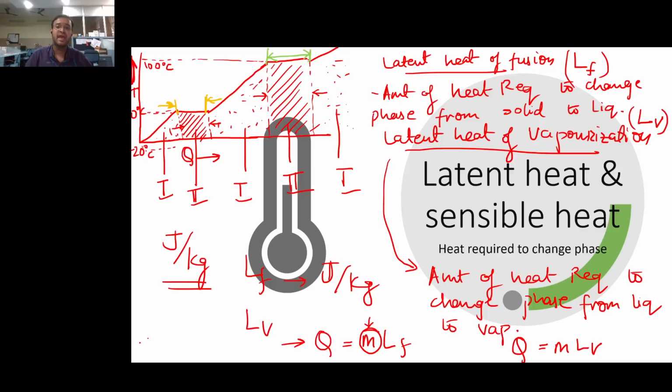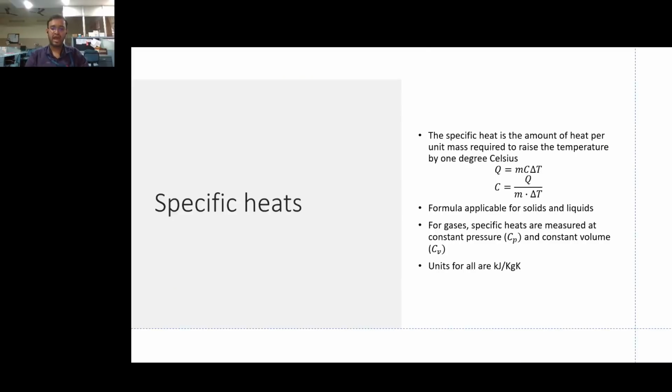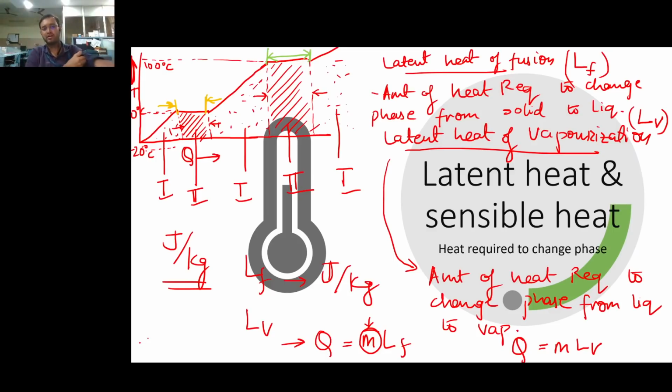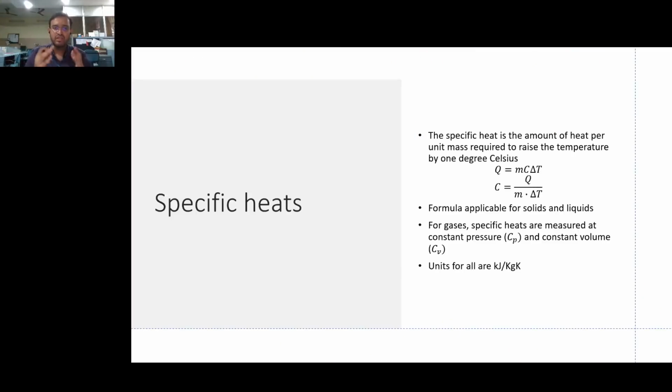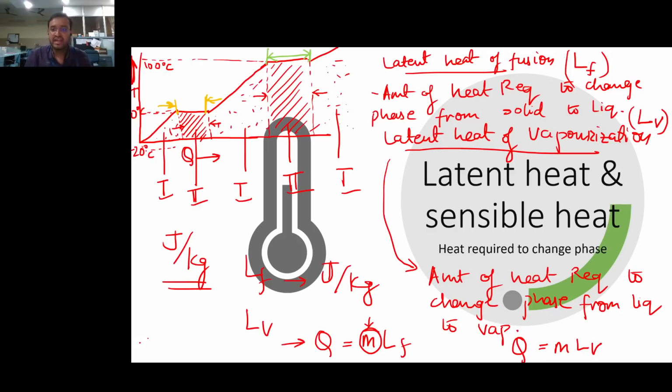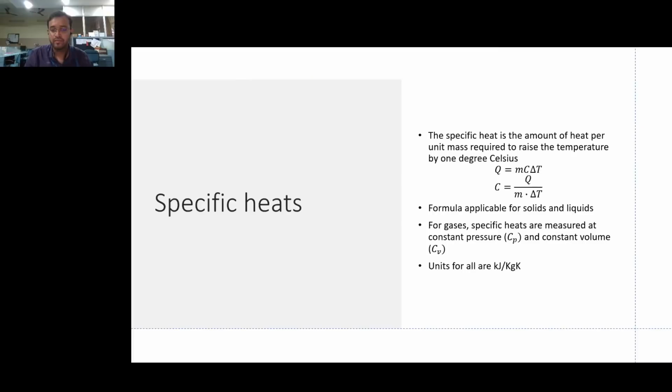I hope with this that you all have completely understood the concepts of latent heat of fusion, latent heat of vaporization, and also the concept of sensible heat. Next, what we are going to look at is the second part, where when we heated it up, the temperature of the substance changed. That is sensible heating.